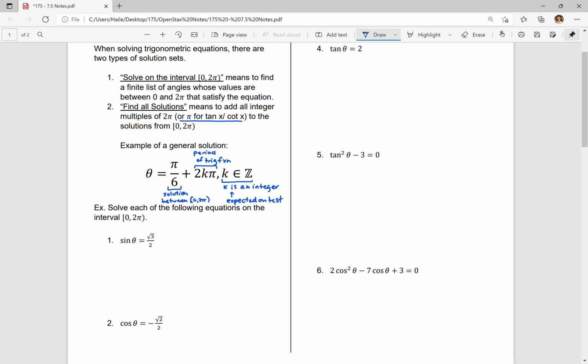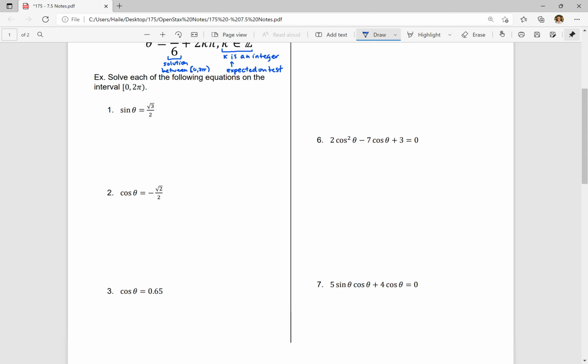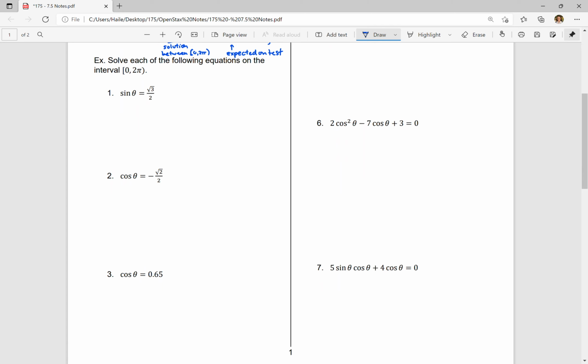Okay, so let's practice solving some equations. We're going to start by solving each of the following equations on the interval 0 to 2 pi. First we have sine theta is equal to root 3 over 2. What we're going to do is solve for theta, and the way we do this is we need to find a way to move sine to the other side of the equal sign. We can do this by taking the inverse of sine on both sides. So we'll get theta is equal to sine inverse of root 3 over 2.